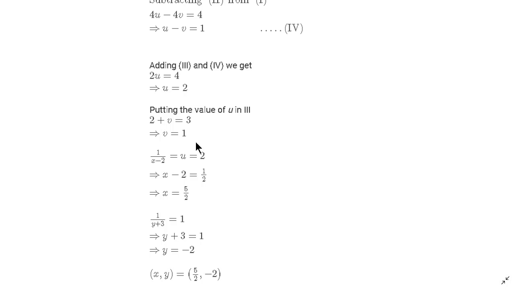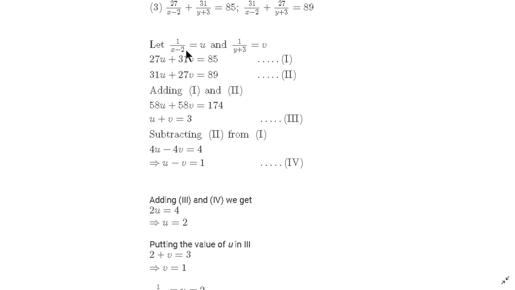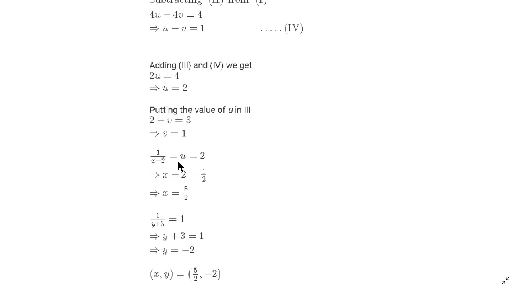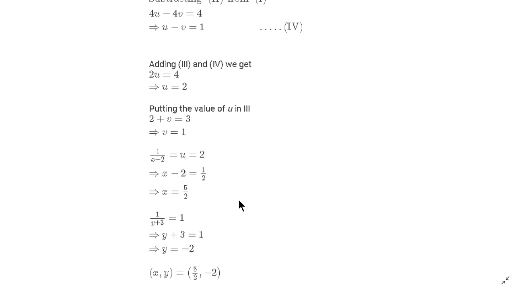Now it is time to return the values. 1 upon x minus 2, which we have assumed. So 1 upon x minus 2 is equal to u, which is equal to 2, right? So what is x? x minus 2 goes to the right hand side, and 2 goes to the left hand side. So 1 by 2, and x minus 2 is on the right hand side. Then x is equal to this plus 2, since minus 2 becomes positive on the right side. That's why it's coming 5 by 2.